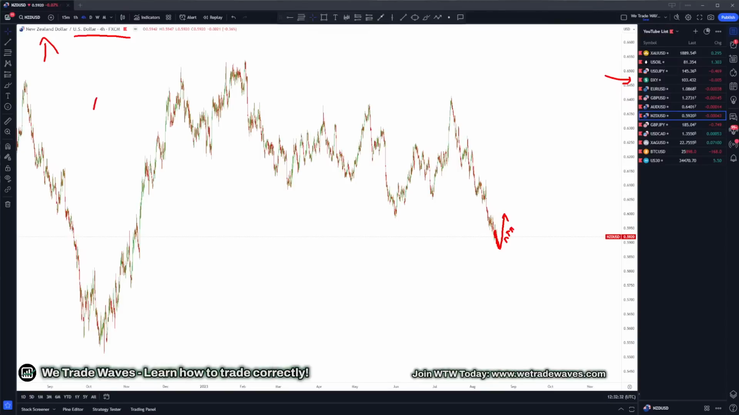Like I was saying, Euro New Zealand to the downside, New Zealand Swiss to the upside. So if New Zealand will get stronger, this one will also push to the upside. I'm just giving you some hints and tips, guys, so you know what to focus on, right?